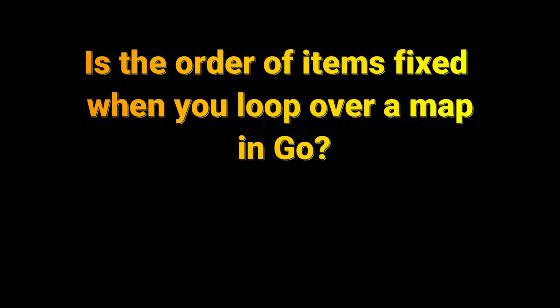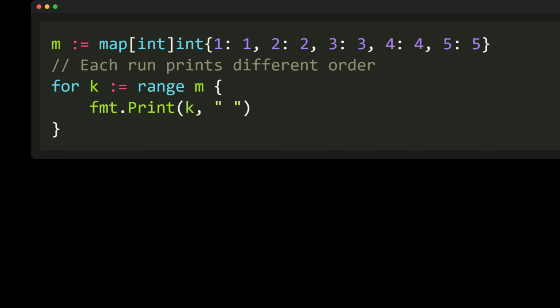Question: is the order of items fixed when you loop over a map in Go? No, the order is not fixed. Go intentionally randomizes the order of map iteration. This means each time you use a for loop with range to go through a map, the items may appear in a different sequence. This is an important thing to know for interviews.